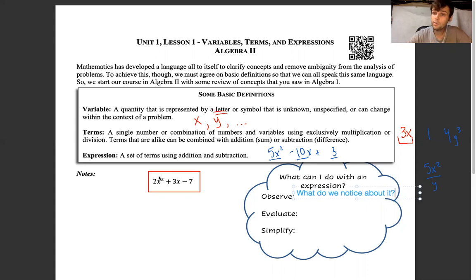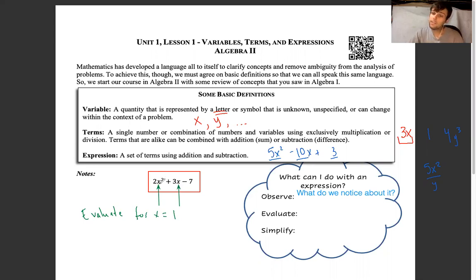Another thing that we can do is we can evaluate. And evaluate means to take a number or sometimes even another expression and substitute those numbers or expressions in place of the variable. Let's take a look at what that actually looks like real quick. Let's say we wanted to evaluate this expression for x equals, and then we pick a number. Let's just say x equals 1. 1 is an easy one to work with.